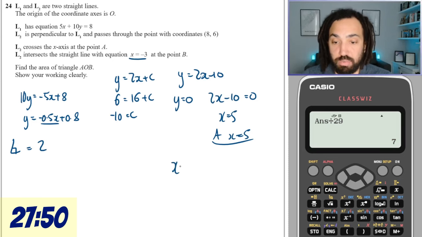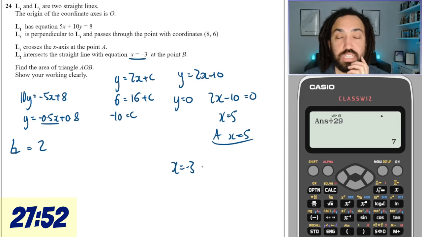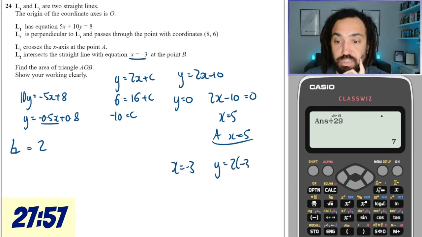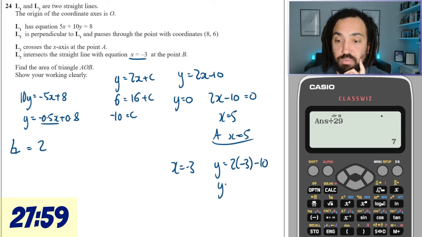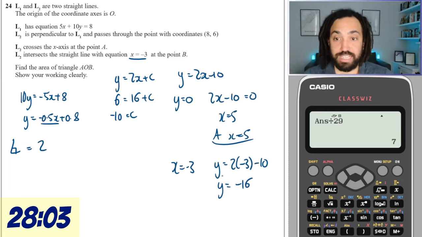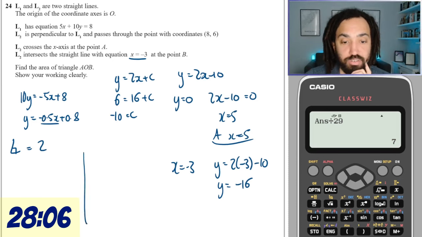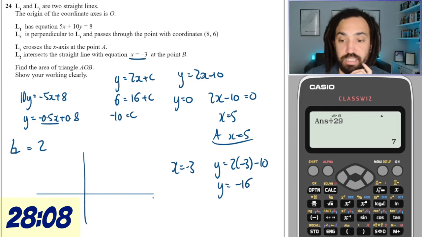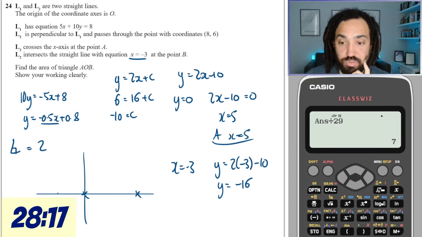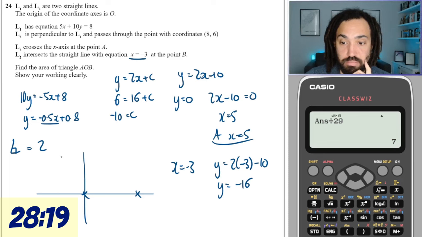Okay, so let's find out when x equals minus 3, we have y is equal to 2 times minus 3 minus 10. So y is equal to minus 16. Okay, so that's the point B. Find the area of the triangle OAB. Okay, so we've got O here. We've got A, which is at 5, 0, and we've got B, which is at minus 3, minus 16, all the way down here.